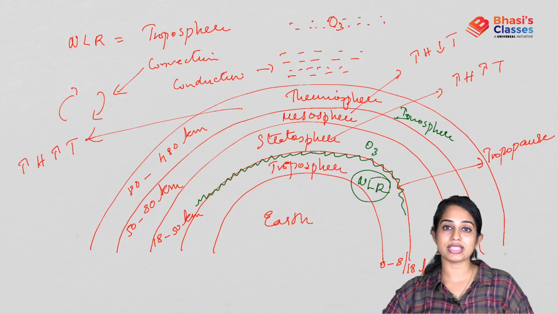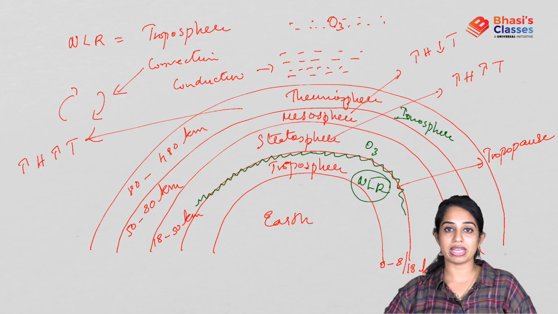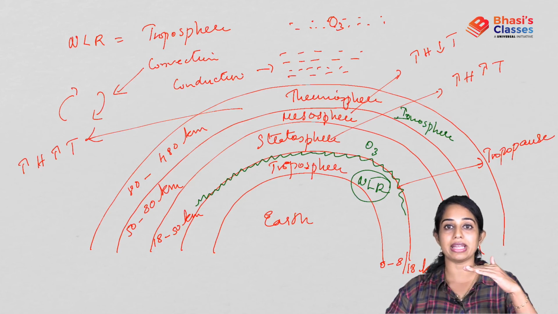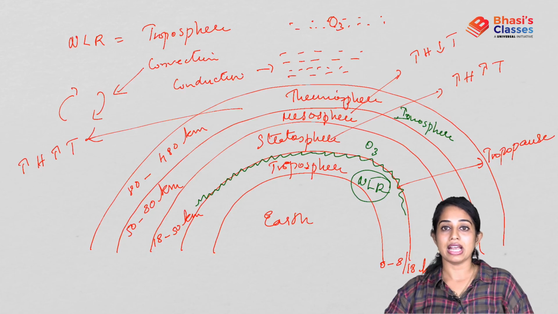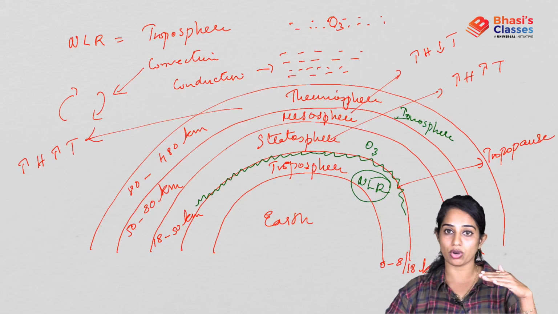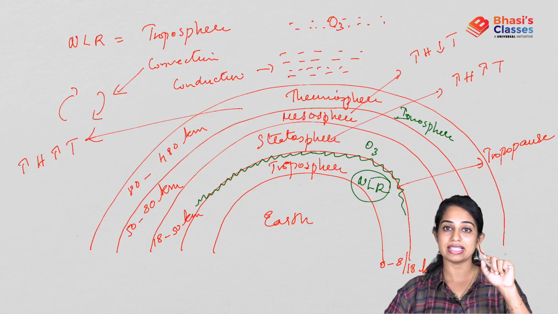Then we move towards the stratosphere. In the stratosphere, the ozone layer is present. Therefore, NLR is not applicable, and apart from that, conduction is happening there. That is, layer by layer transfer of heat energy happens, and the ozone layer absorbs solar radiation coming from the sun. That area becomes hot or warm. Therefore, with increase in height, there is increase in temperature in the stratosphere.